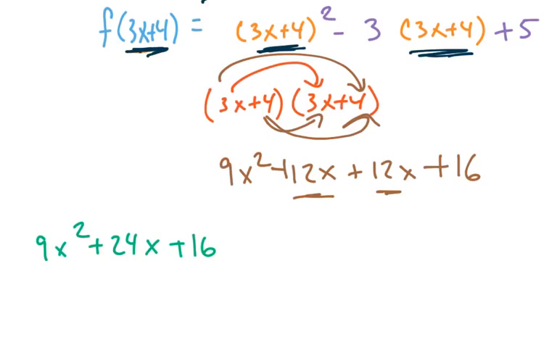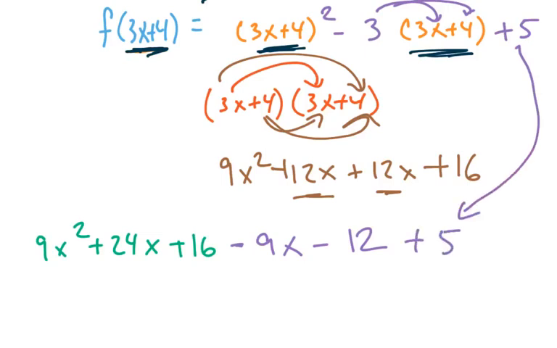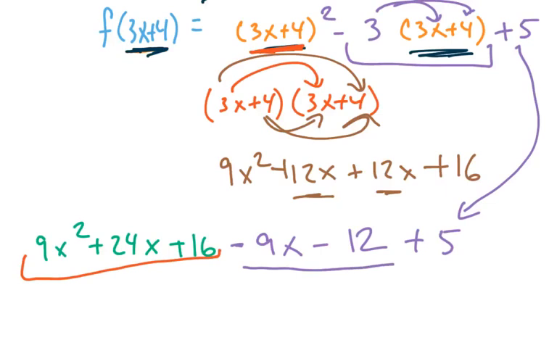Then with this negative 3, and note it is negative 3, I'm going to distribute it into both of these, so that ends up giving me negative 9x minus 12, and then we'll tack on the 5. So this 5 will just come down here, plus 5. So again, what did I do? I FOILed out 3x plus 4. That is this value right here. I distributed negative 3. That is this value right here. And I brought down the 5. That is this value right here.